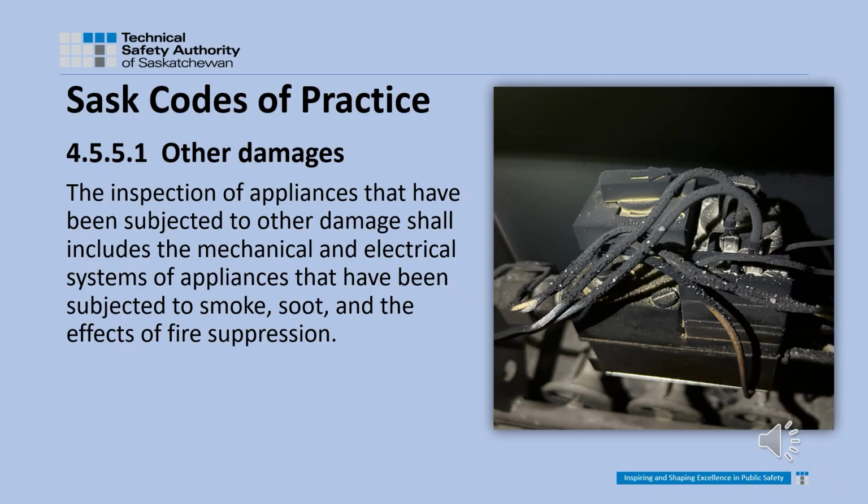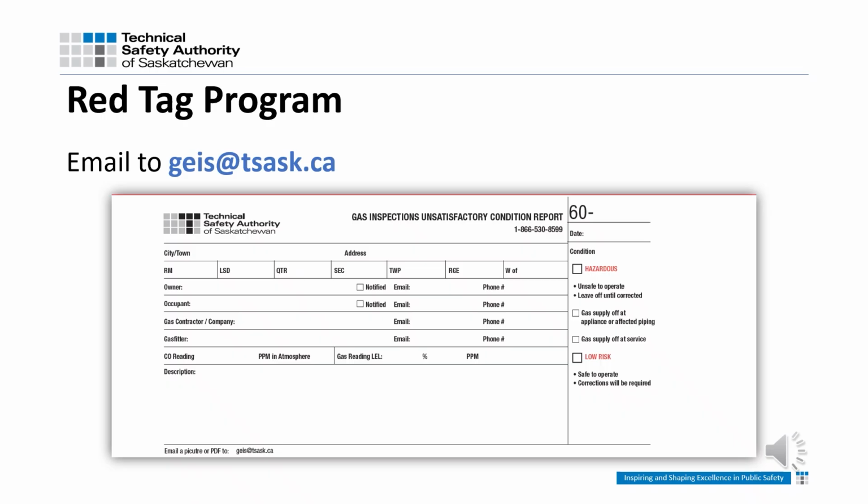Let's take some time and look at a red tag. Fill out your red tag with all the correct information on site. Make sure to put down the correct names, address, and phone numbers in a legible fashion. If no one can read it, or it's garbage information, then you're just wasting everyone's time. You can email from your smartphone the red tag to gis@tsask.ca. Then hang the red tag on the appliance shutoff so people can locate it when they're doing a follow-up inspection.